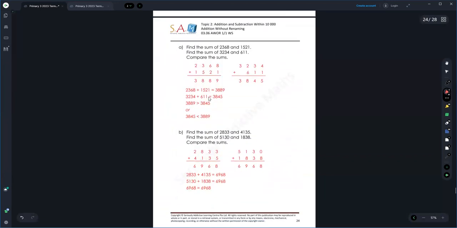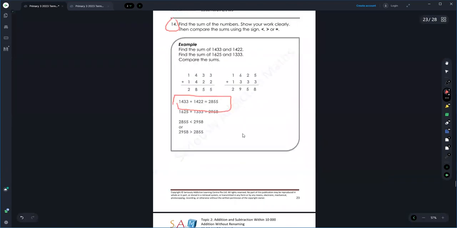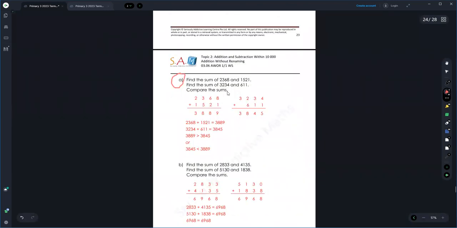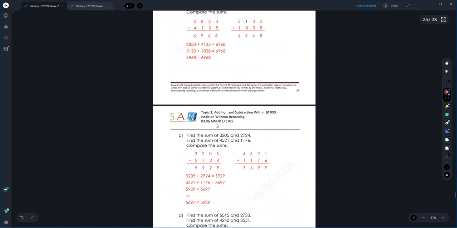Okay, all right, then get them to do one question on the spot, see whether they're able to get it. They can always refer to here. But the idea is just follow the steps: find the sum of these two numbers, find the sum of the next two numbers, then compare the sums.